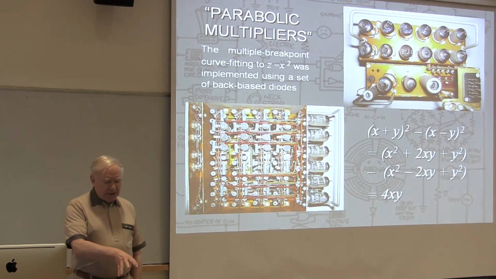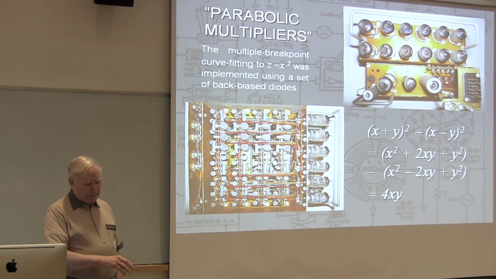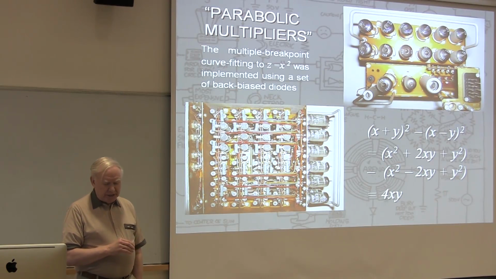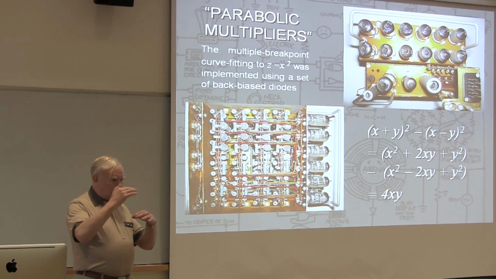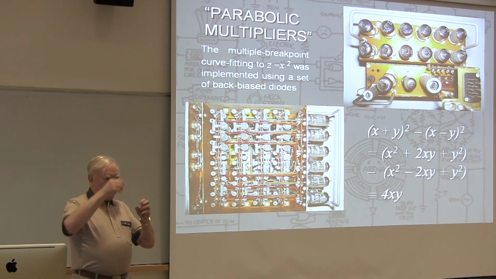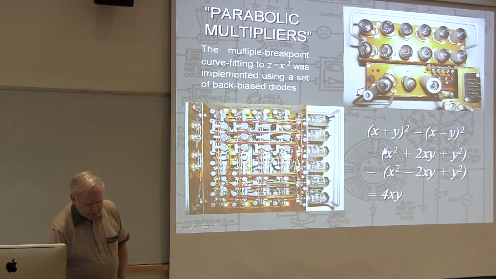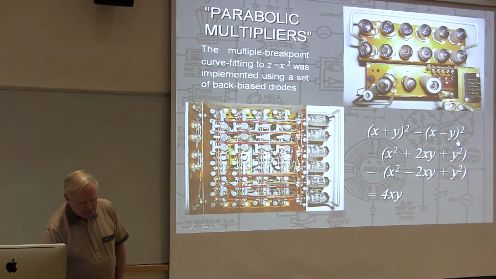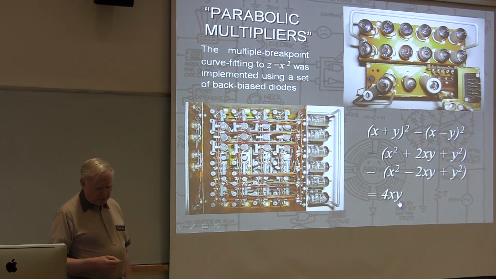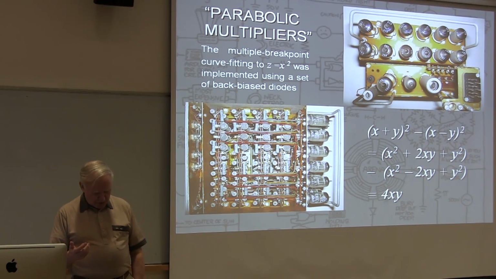Anyway, going back many years, this is what's called a parabolic multiplier. It used a bunch of diodes and a resistor string that made a nonlinear parabolic function. Very, very crude. But the idea was that if you take x plus y and square it, and x minus y and square it, then you end up with 4xy. That's the basis of a parabolic multiplier, sometimes called a quarter square multiplier.